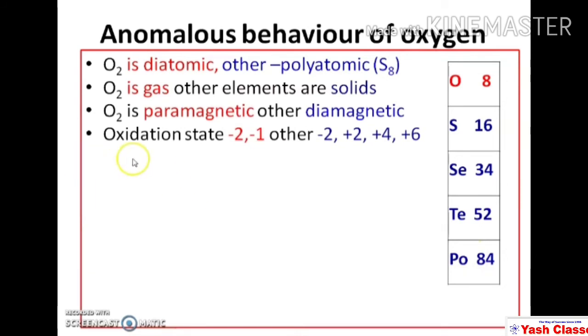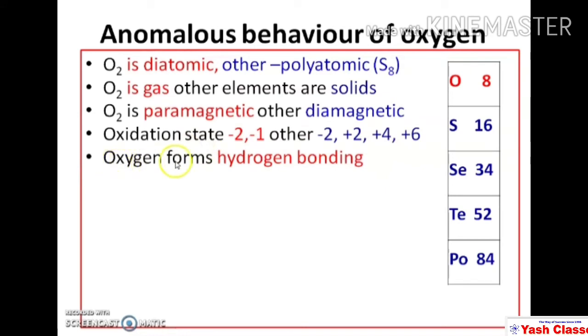Next important distinction point is the oxidation state of oxygen. The common oxidation state is -2, but exceptionally oxygen also shows -1 oxidation state, especially in peroxides, that is hydrogen peroxide. In sodium peroxide, oxygen has an oxidation state of -1, but its stable and common oxidation state is -2. Whereas other elements like sulfur, selenium, tellurium and polonium show variable oxidation states, that is -2, +2, +4 and +6.